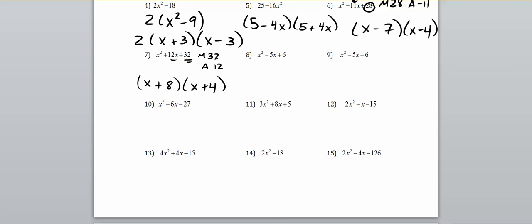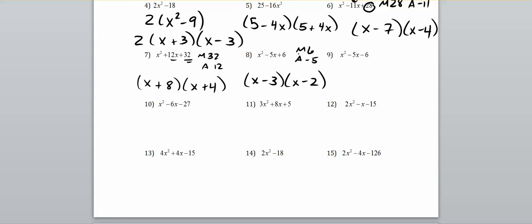Okay, let's do 8 together, and then I'll have you try 9 and 10 on your own. Number 8, since there's a 1 as a coefficient, I'm saying what multiplies to give me 6 and adds to give me negative 5. 3 times 2 would give me 6, and the way I could add those to give me negative 5 is if I did a minus 3 and a minus 2. x minus 3, x minus 2 would wind up getting me a positive 6, and I'm good.